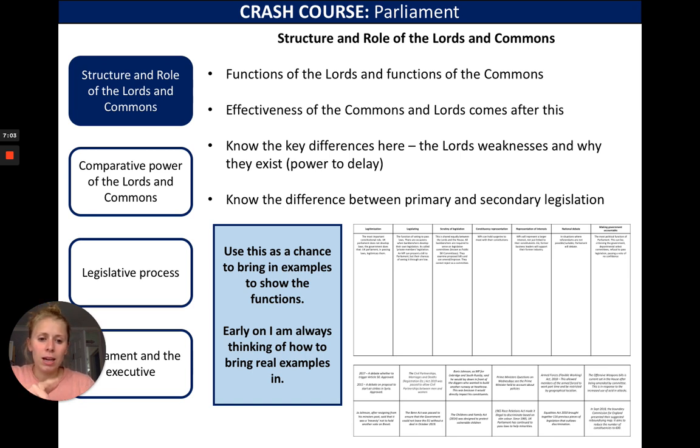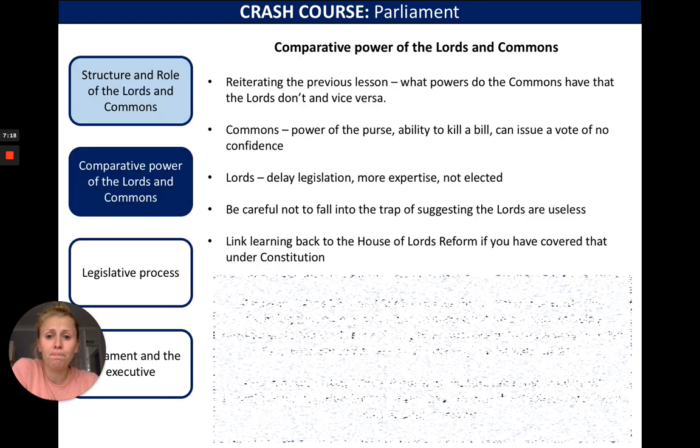So in this particular case, you can see the worksheet on the bottom right. I give them the functions, there's lots of examples at the bottom, and they select what the example shows. Is it legislation? Is it scrutiny? Is it debating? So it's quite a simple task, but it's a good way to get them to know stuff. And then I'll change that yearly if I've got better examples.